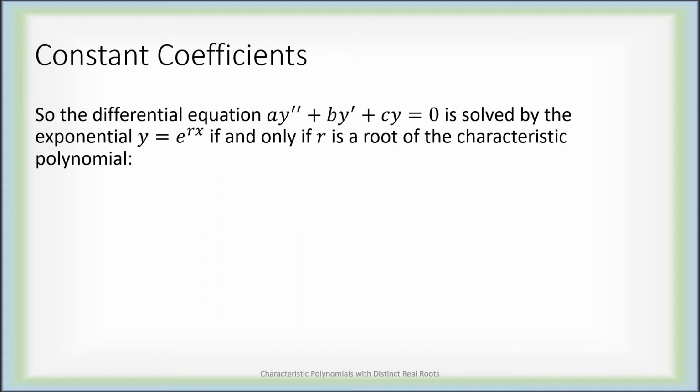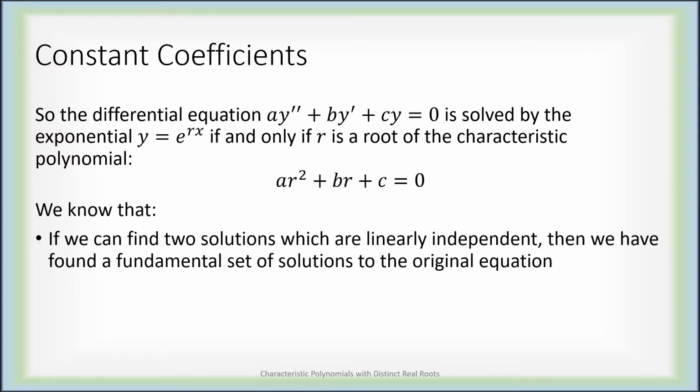So for a linear second-order homogeneous differential equation with constant coefficients, we've determined it's solved by the exponential function e to the rx if and only if r is a root of the characteristic polynomial a r squared plus b r plus c equals 0. Notice, going from the differential equation to the characteristic polynomial is pretty straightforward. y double prime is replaced with r squared, y prime is replaced with r, and y just goes to 1. This is what happens when you assume y is this exponential function, compute the second and first derivatives, and then cancel out the e to the rx from every term.